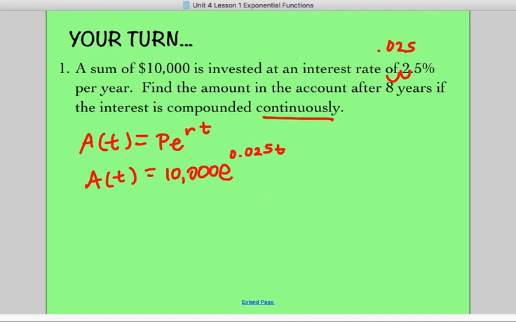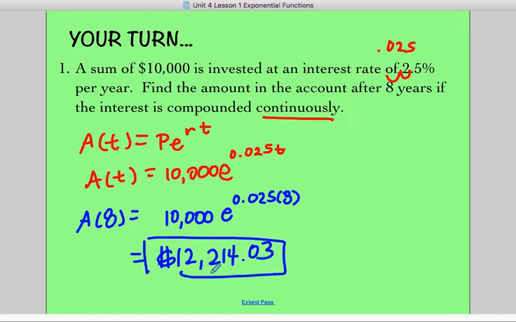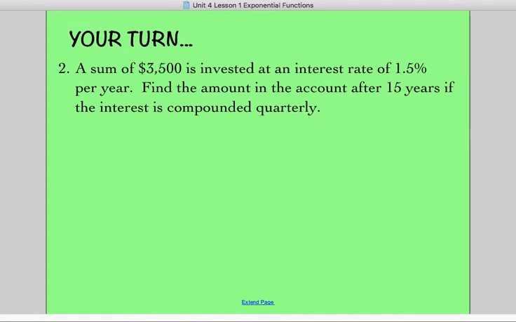Okay, but they're not asking me just to write the equation. They say after 8 years, so I'm going to plug in 8 for t. So I have 10,000 e to the 0.025 times 8. You should type it in. You should round to 2 decimals, and you will get $12,214.03. That is the example 1, your turn. Example 2.